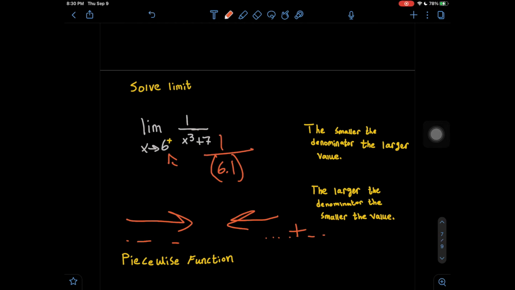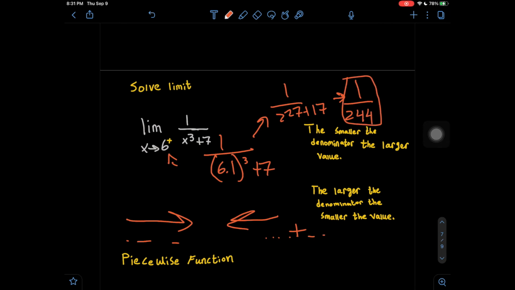So we have 1 over 6.1 cubed plus 7. 6.1 cubed is approximately 227. And we're going to add 17. So we have 1 over 244. And that's going to be what it's approaching from the right side. So we're approaching approximately a value of 1 over 244.